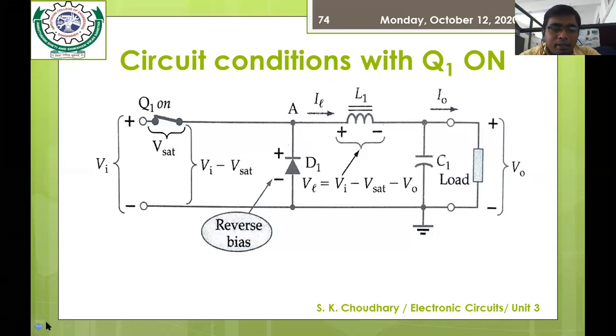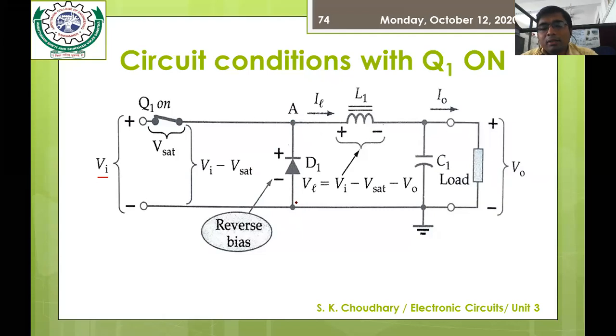In this diagram, on the leftmost side there is the input voltage, the DC input. Then the transistor acts as a switch, so I have shown a closed switch, Q1 is on. The voltage across this closed switch is Vsat because it is working in saturation mode. So what voltage is available across this switch? That is Vi minus Vsat. So at terminal A, VA is nothing but Vi minus Vsat.